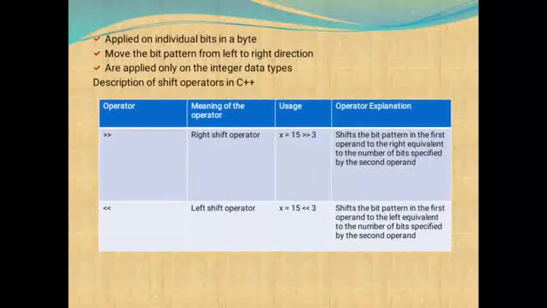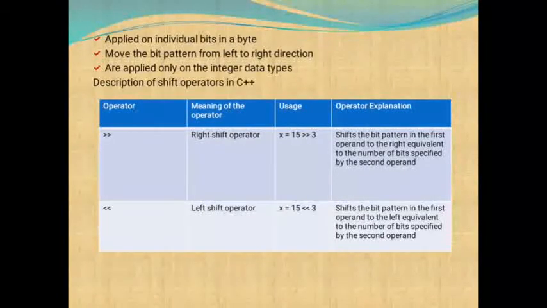So now, the shift operator in C++ is applied on individual bits in a byte. Shift operators in C++ are used to move the bit pattern from left to right direction. The shift operators are applied only on the integer data type. Remember this. They are not applied on char, bool, float or double data types.